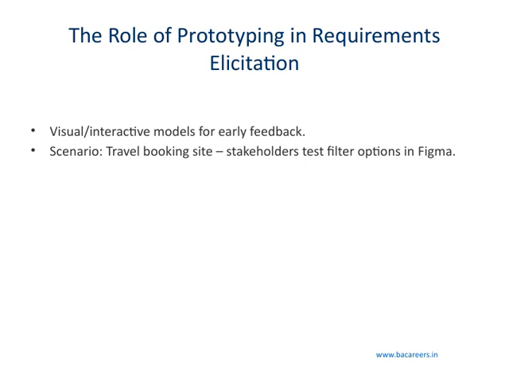For example, imagine we're working on a travel booking site. We can develop a prototype in Figma that shows the filter options. Stakeholders can then interact with this prototype, test the filters, and provide immediate feedback. This process helps us identify misunderstandings or additional needs early on, saving time and effort later.